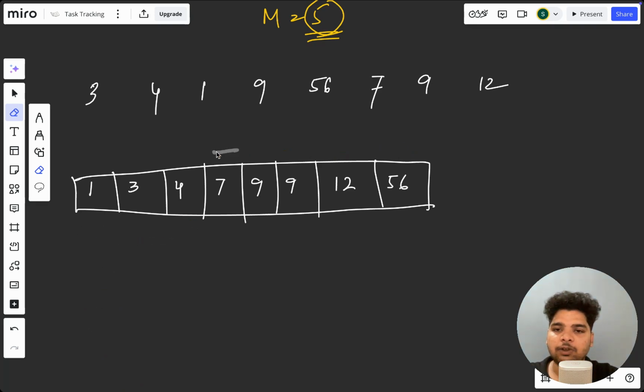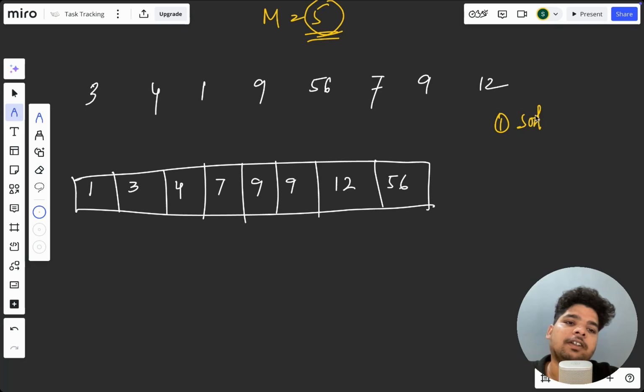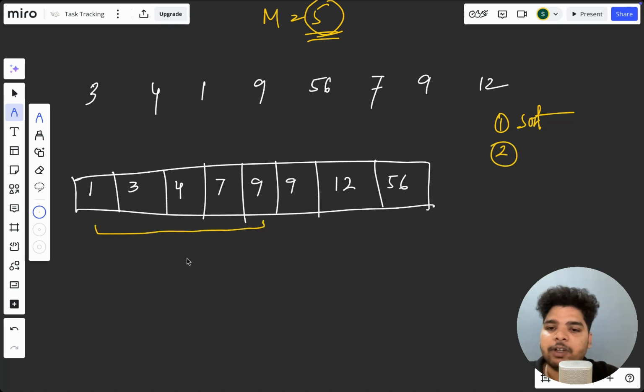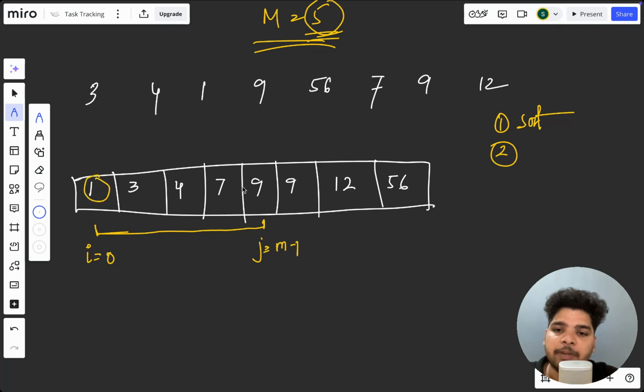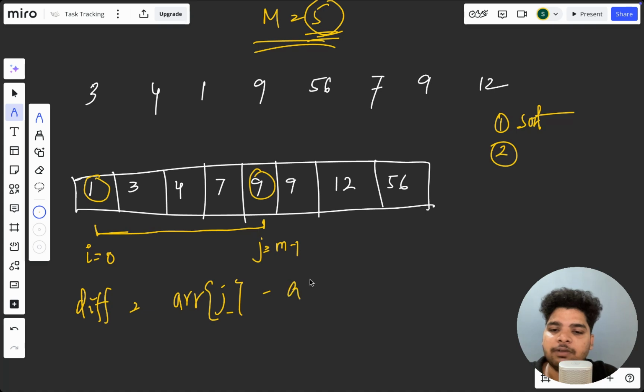To write the code, the first thing we'll do is sort the array. Then we'll take a window of m elements. Initially let's take two pointers, i at 0 and j at m minus 1. In this window, since it is sorted, this will be the minimum and this will be the maximum. Then we'll calculate the difference, which will be arr[j] minus arr[i].